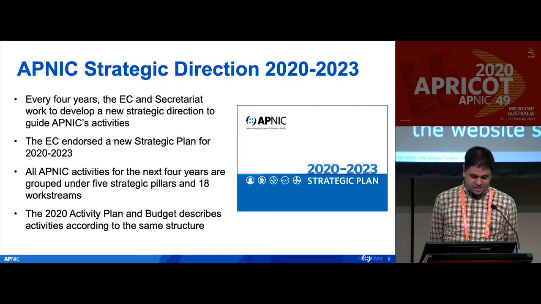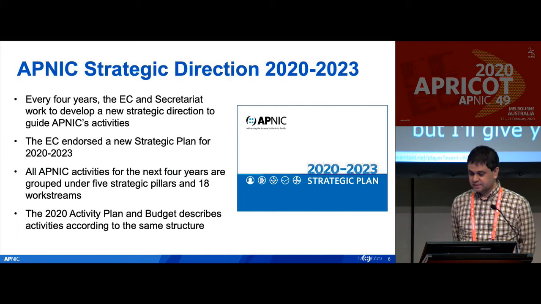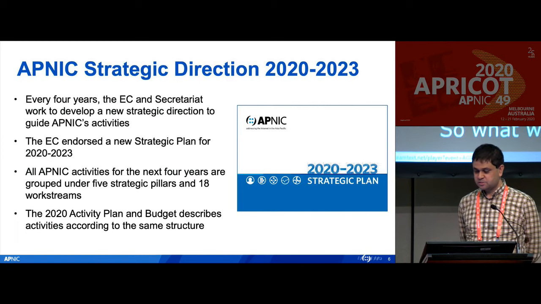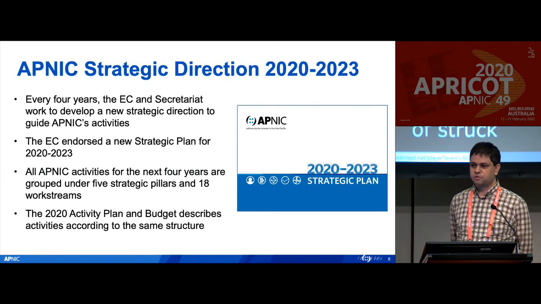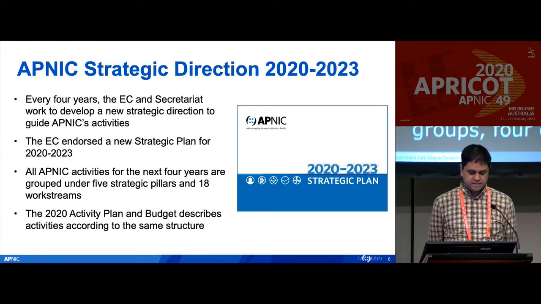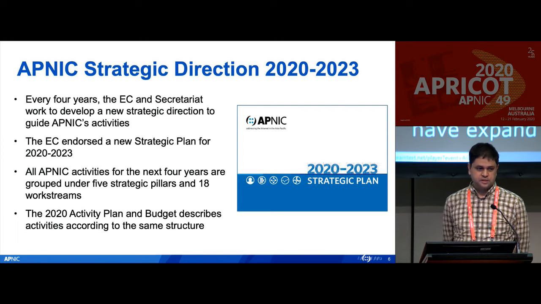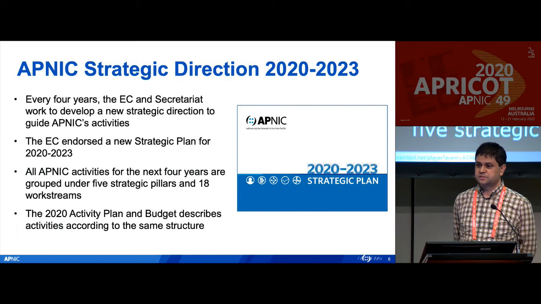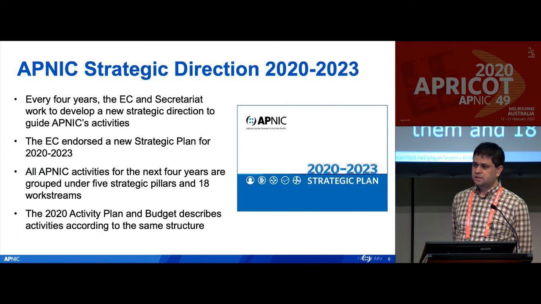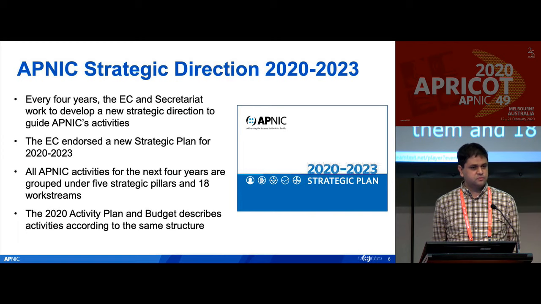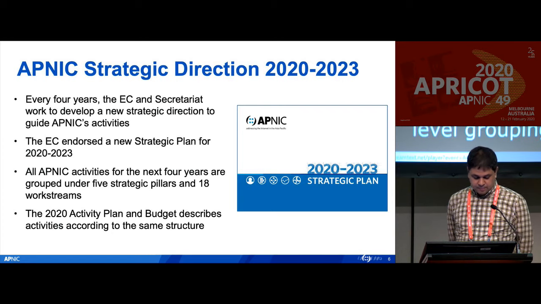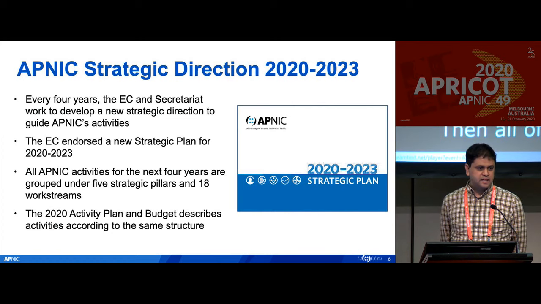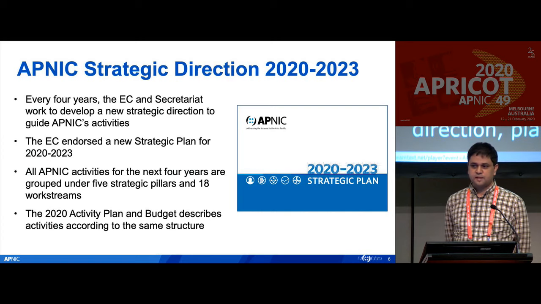You can go through it, but I'll give you a quick highlight. In the past 4 years, we've structured our activities into four different groups or headings. Going forward, we have expanded that to five strategic pillars, as we call them, and 18 work streams. So five top level groupings, and then further within those, 18 more specific work streams. And then all of our future budgets, strategic direction and planning will look back to the strategic plan and tie back to it.